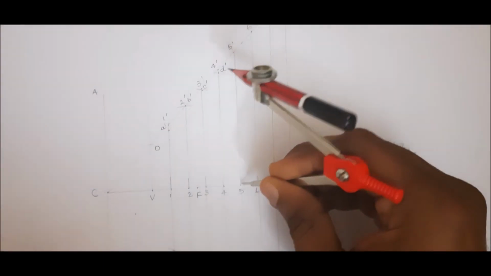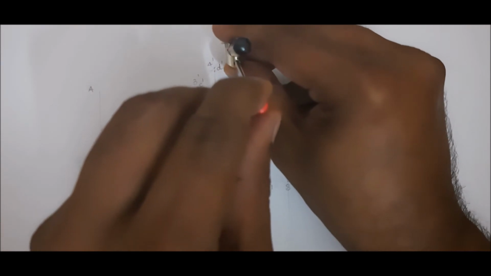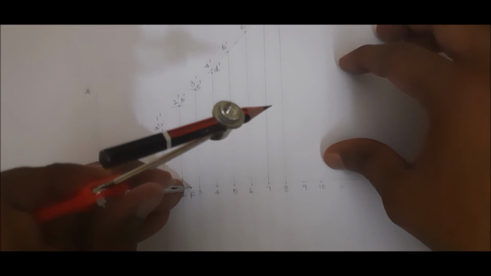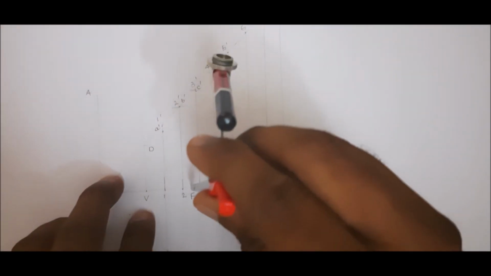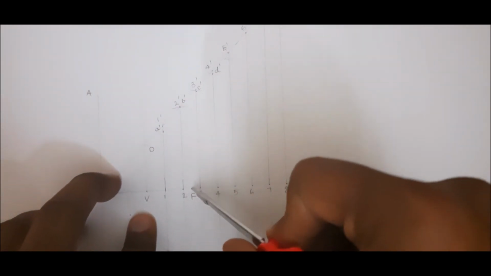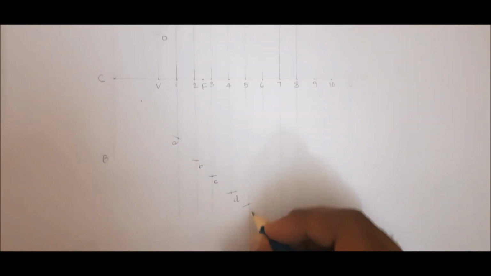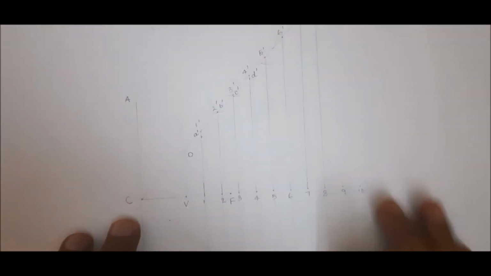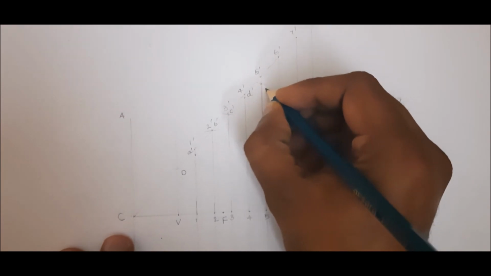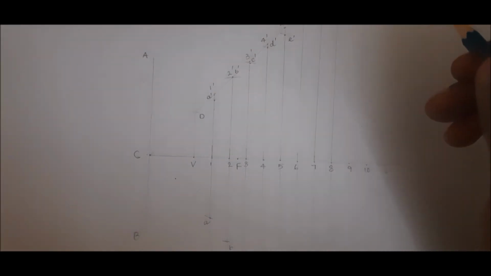Next I am going to measure the distance 5 and 5 dash. So next I am going to cut an arc with F as center above the 5 5 dash line and below the 5 5 dash line. So this point I am marking as small e, and this point I am naming as small e dash. So if you mark 5 points, that is more than sufficient.